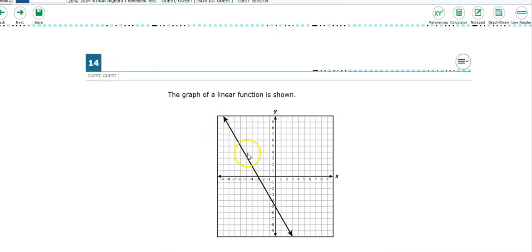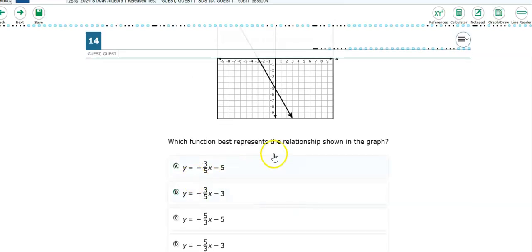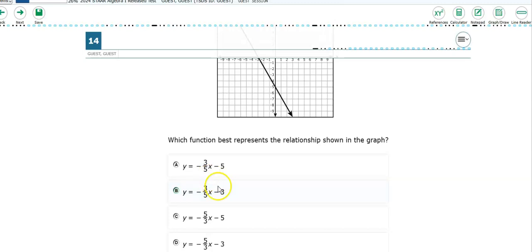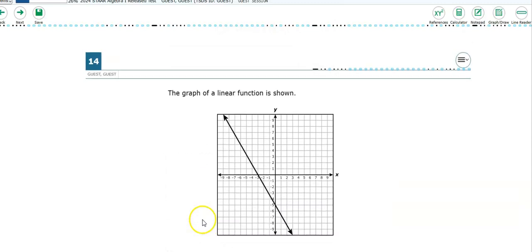Okay, I'll quickly do this. So let's see. We have a graph of a linear function shown below. Here's the graph. Which function best represents the graph? All right, well, first up, the y-intercept is -5. That means the answer choice definitely says minus 5. Is it A or C? So is it -3/5 or is it -5/3?